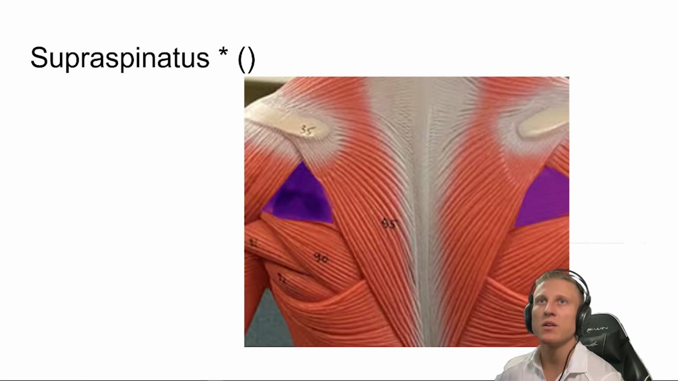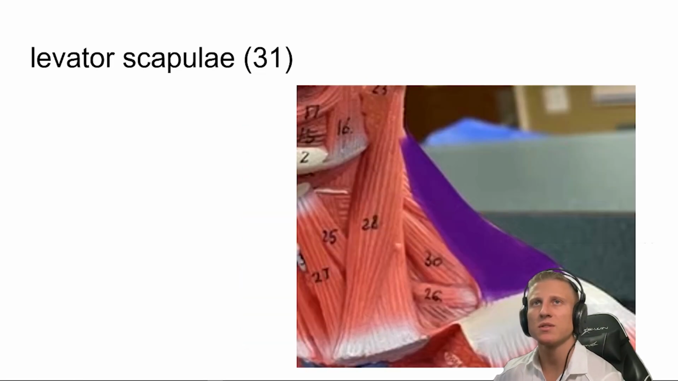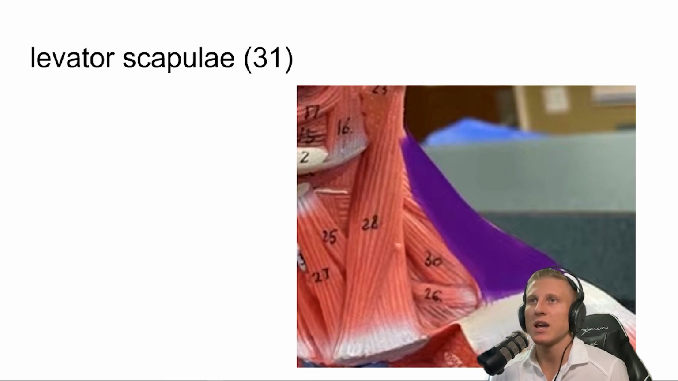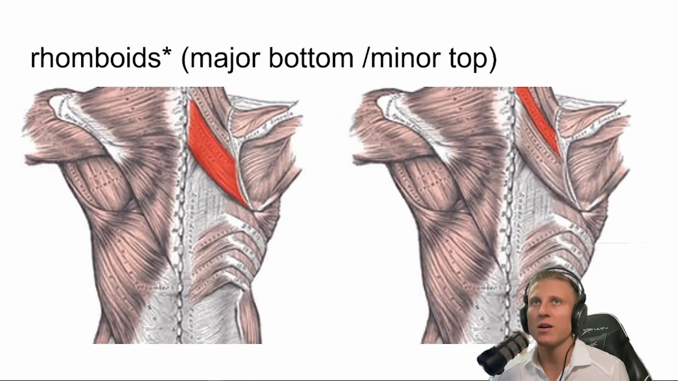Then we have the supraspinatus. That's not correctly labeled. I'm going to skip that one. I didn't make this, but yeah, that's not right. Levator scapulae, okay? Attaching to the scapula, it's on the outside edge. Levator, it is pulling on your neck. Think higher up. Then we have the rhomboids, major and minor.